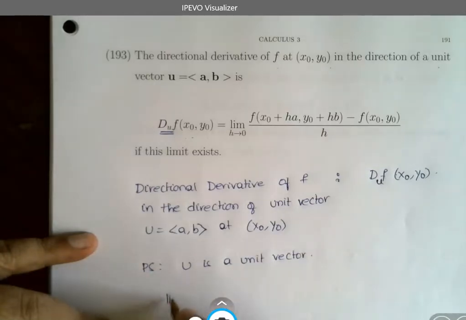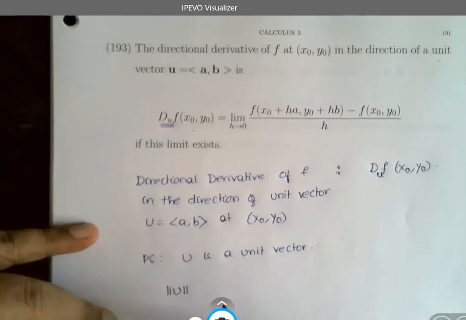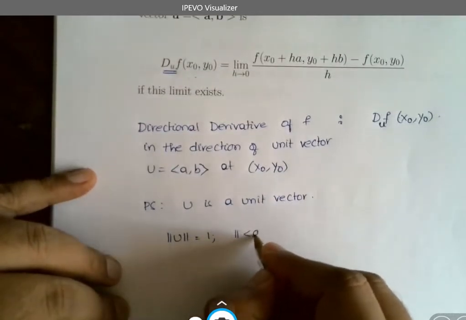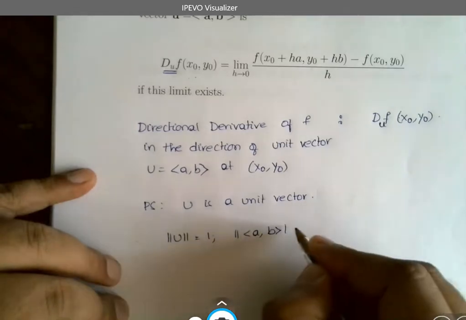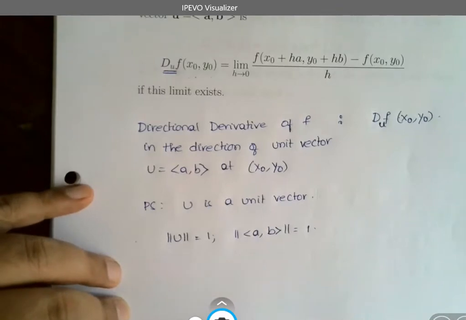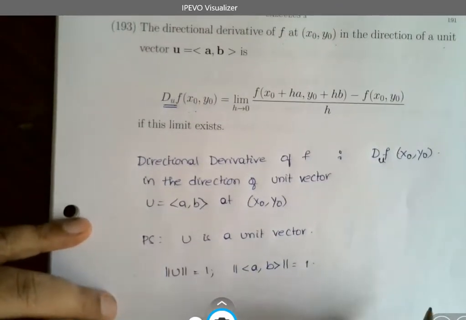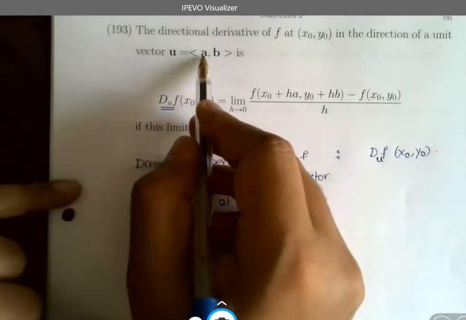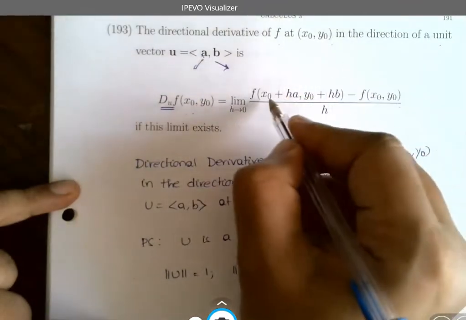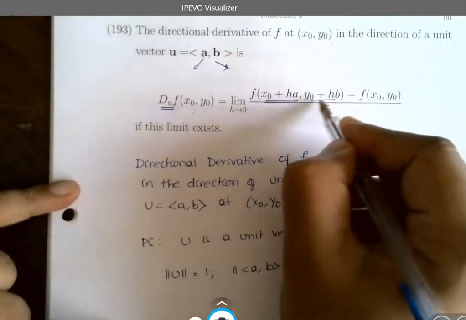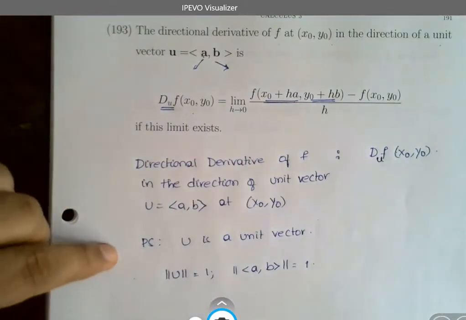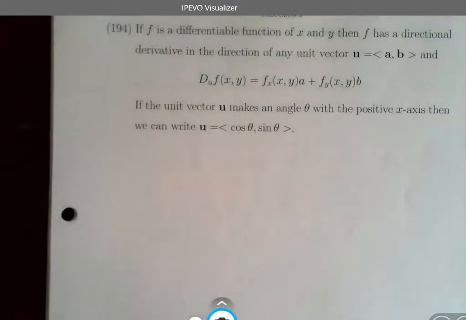so that means the magnitude of u is going to be 1. So that means the magnitude of ⟨a, b⟩ is going to be 1 as well. Is that clear? Now you can see that in the directional derivative there is some component of change along the a-axis and some component of change along the b-axis. That's why the change is along the x-axis and also the y-axis. It's put together. I hope that is clear to you as well.